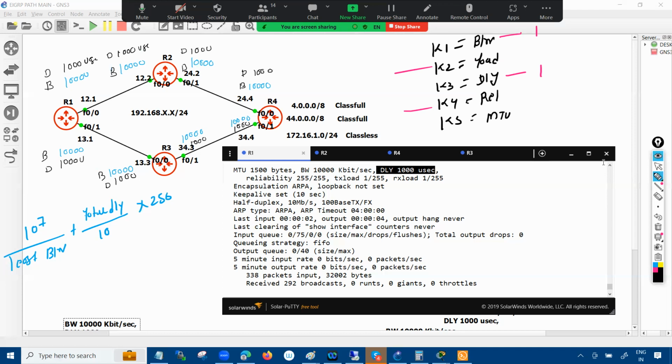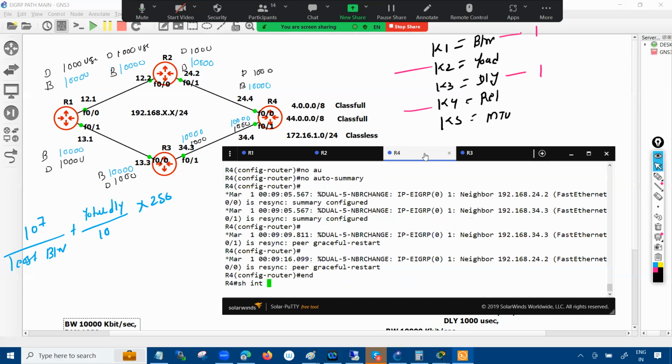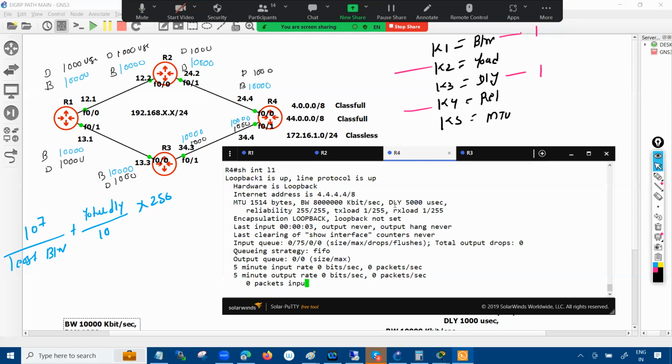Loopback has a different one. If you go on router 4 right now, interface loopback number 1 has a delay of 5000 microseconds. This loopback has a bandwidth of 8,000,000 kilobits, and the delay for this one is 5000 microseconds.